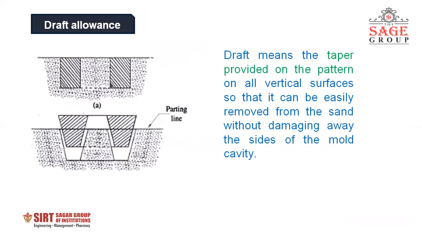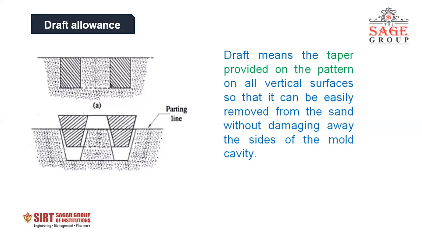The second one is the draft allowance. In draft allowance, a taper is provided on vertical surfaces of the pattern so that it can be ejected easily. You can see from the figure that when no taper is provided, it seems difficult to eject the pattern from the casting, while when taper is provided in the same casting, it can be easily removed.